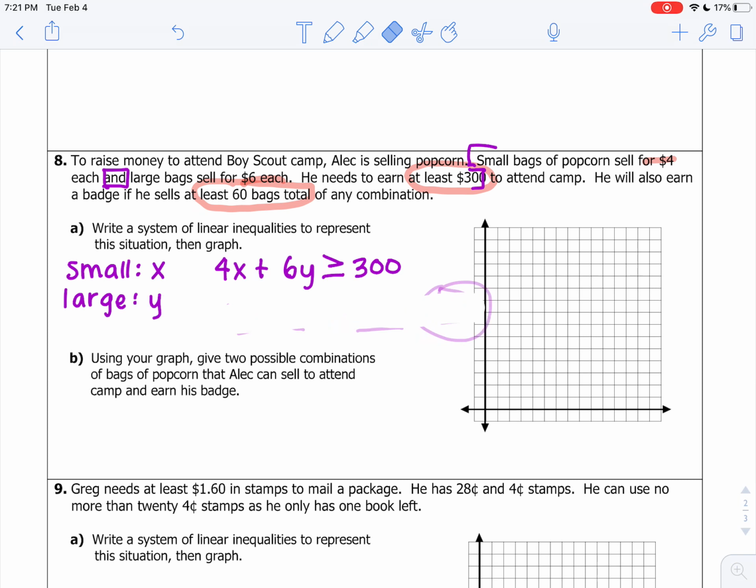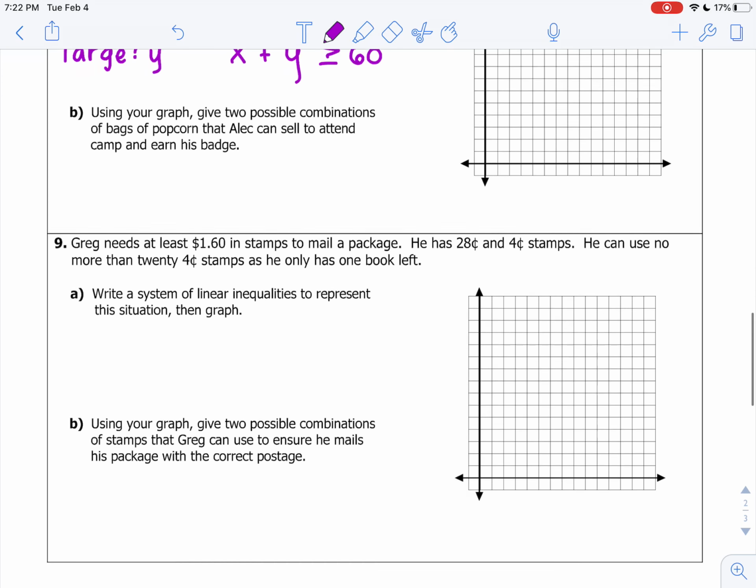So my point in this is going to be our other equation. We're going to have some amount of small bags plus some amount of large bags. And he also has to sell at least 60 bags of popcorn. Like I said, that could be 12 and 48. It could be 10 and 50, right? But he has to sell some amount to make 60. And that's all we're going to do for 8 right now. We're going to do the graphs on Friday.